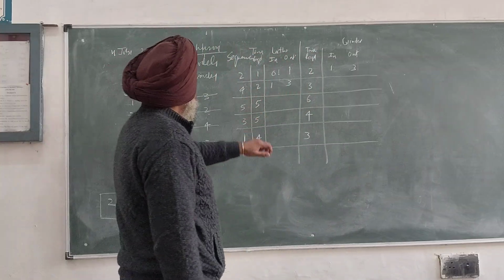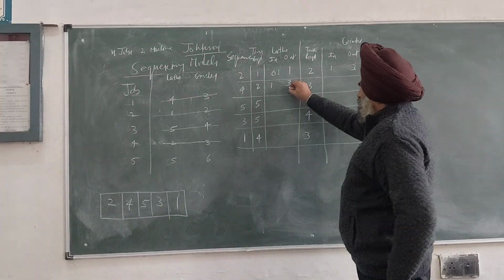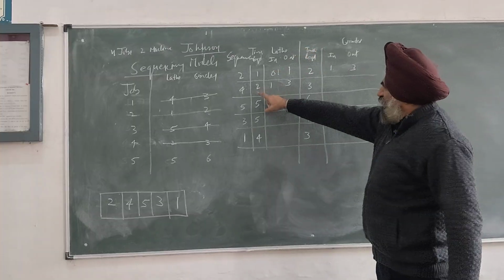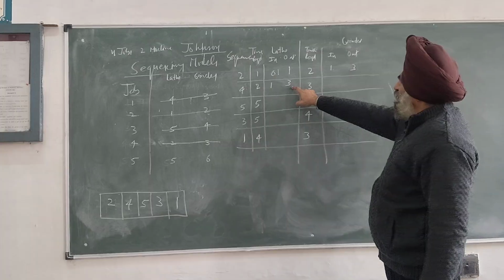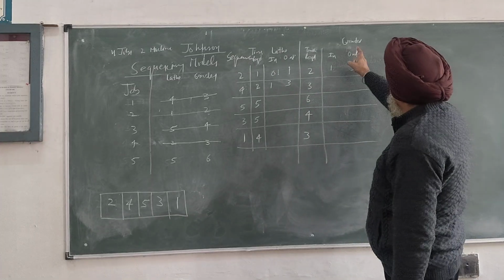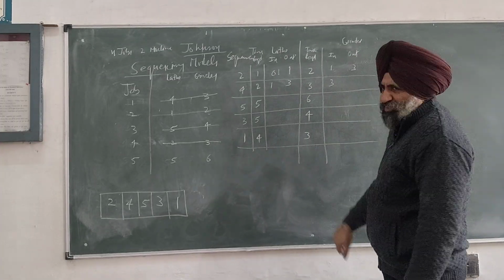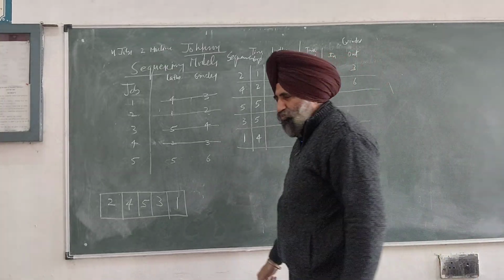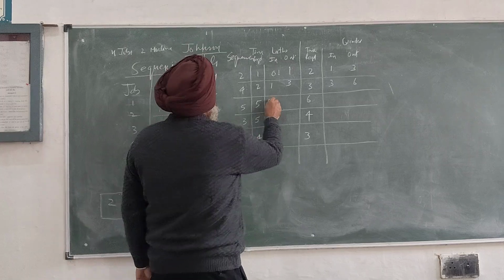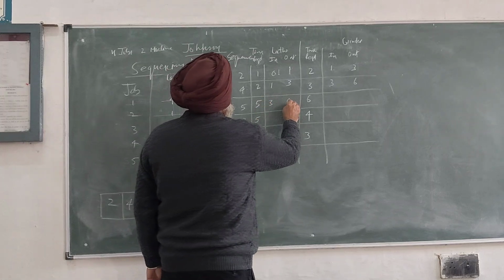What happened here? When the second job, the sequence number 4 job, is freed at 3 minutes, at the same time the grinder is getting free. This 3 plus 3 is 6. Is it okay so far? Now here it is 3, here it is 5 plus 8.